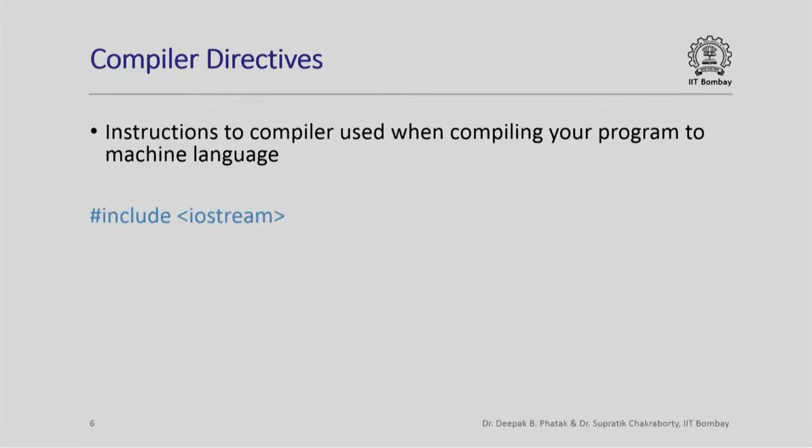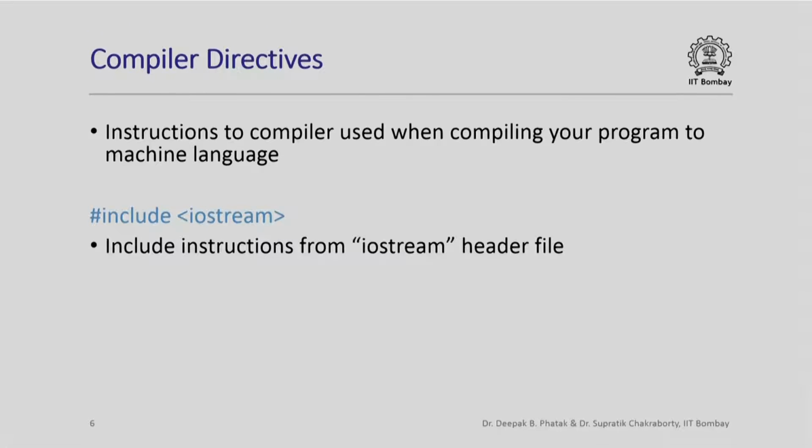So for example, if you look at hash include iostream, this is basically telling the compiler to include some instructions that are already saved in a header file called iostream. Header files often contain useful instructions that are used by various programs. So we collect all of these useful instructions and put them together in a header file, and then we include such compiler directives as hash include iostream in our program files to basically tell the compiler, please go ahead and include the instructions from the iostream header file.